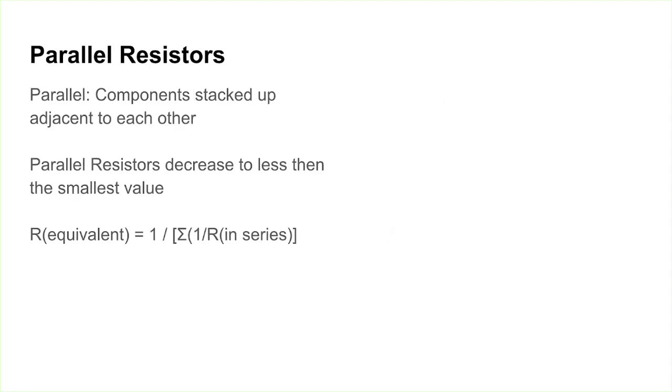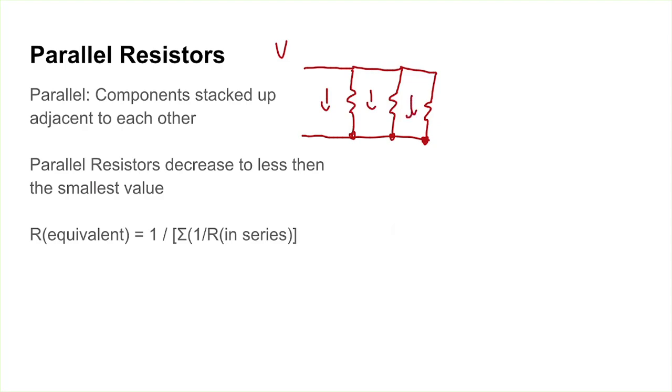And the opposite of that is parallel resistors. You can think of that as components stacked up adjacent to each other. So it'll look something like this. Here are our parallel resistors, and you won't see them in this configuration as often, but it's important to understand that the voltage across these will be the same, but the current will split up if you're imagining the current flow going through them. And when you add them up, you can still create an equivalent resistance.